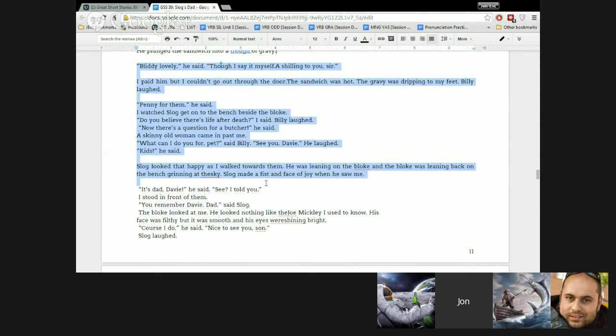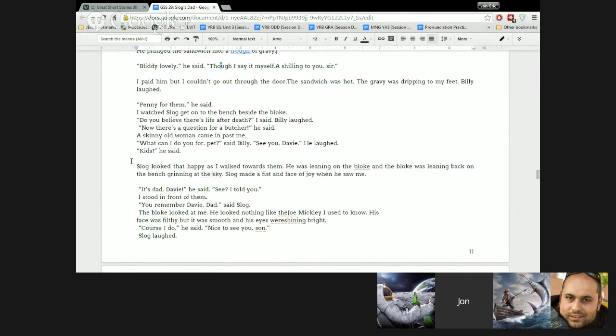Keep going, Odie. "What can I do for you, Pat?" said Billy. "See you, Davy?" He laughed. "Kids. Oh, kids. Crazy kids asking me about the afterlife. Kids." Slug looked that happy as I walked towards them. He was leaning on the bloke, and the bloke was leaning back on the bench, grinning at the sky. Slug made a fist and face of joy when he saw me.